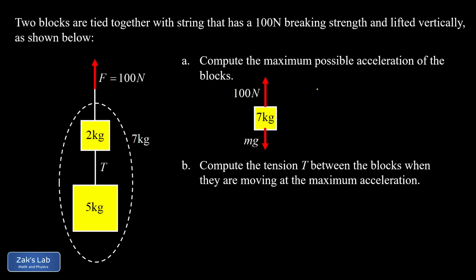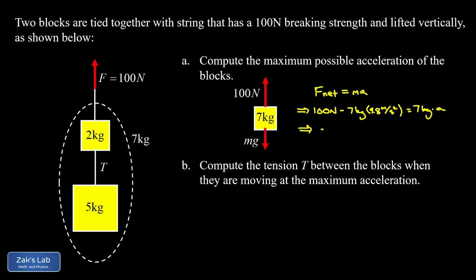So now that the force diagram is done, we just apply Newton's second law. That's F net equals ma. And we're just looking at the y direction here. And our net force is going to be 100 newtons up minus mg pointed down. Now the mass is 7 kilograms, and g is 9.8 meters per second squared. And then over on the right-hand side, we have our 7 kilograms times our unknown acceleration a.